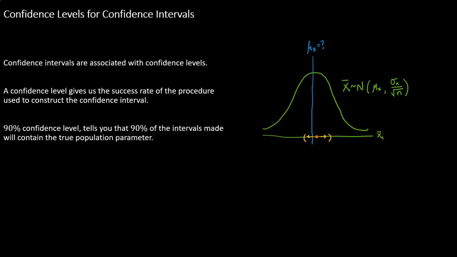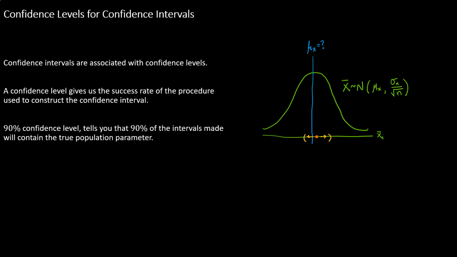Confidence intervals are built based on confidence levels. A confidence level is going to tell you the success rate of this procedure of building confidence intervals. For example, if we have a 90% confidence level and we build 90% confidence intervals, we can say that 90% of the intervals that we are building will contain the true population parameter.